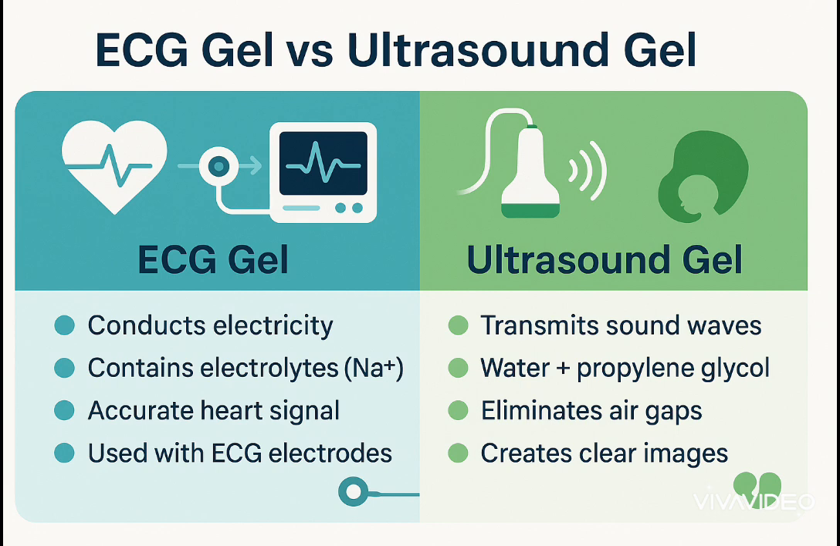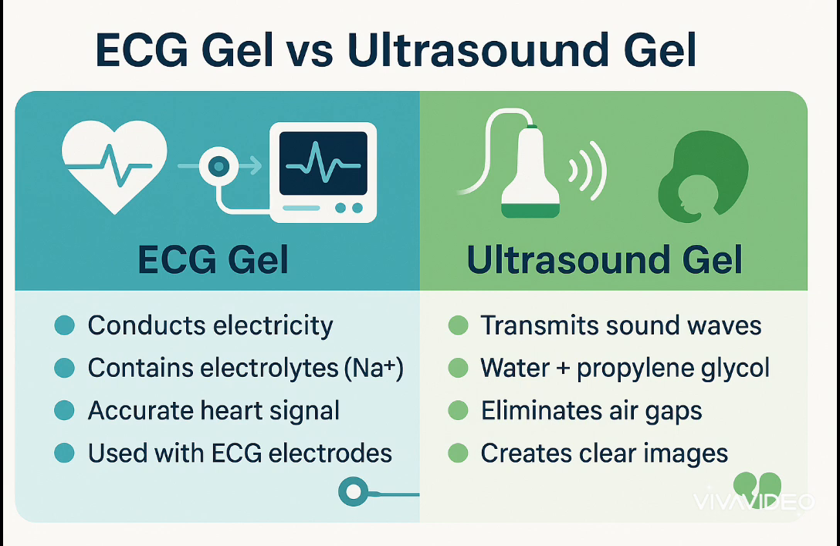During an ultrasound, this gel eliminates the air between the transducer probe and the skin, allowing the sound waves to travel into the body and create a clear image. It is typically composed of water and propylene glycol and is designed to be thick and sticky to prevent it from dripping off the skin during the procedure.